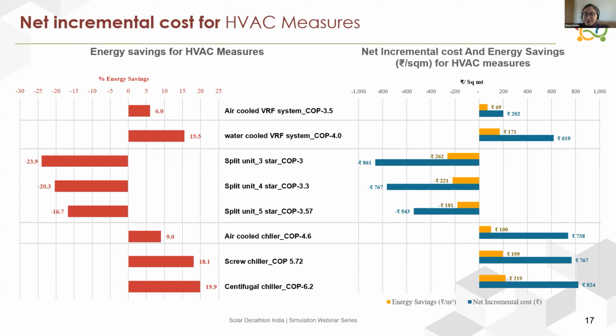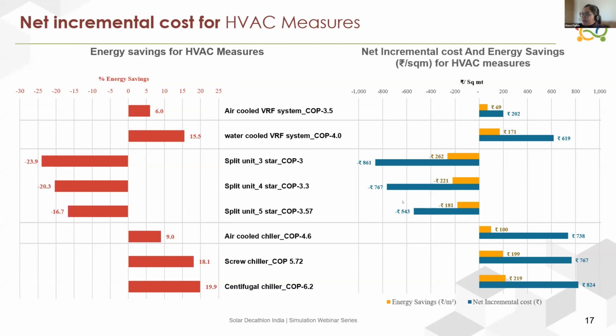As you can see, the VAV system with centrifugal chiller of COP 6.2 offers maximum energy savings of 19.9%, roughly 20%, and the highest incremental cost, again because it would have costs for chiller, pumps, motors, etc. The energy saving, when translated to rupees, is roughly around 219 rupees. So these are the measures, and these are the incremental costs for the same.